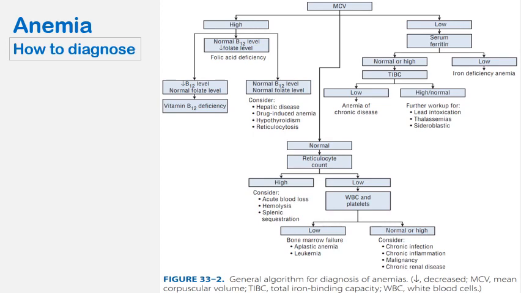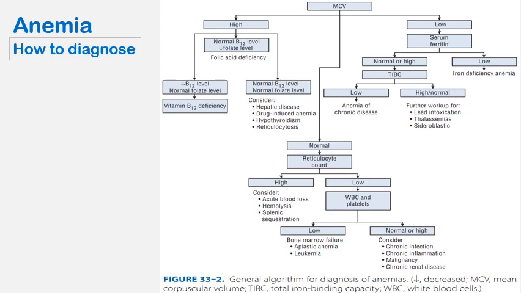If we find it is lower than usual, less than 80 or less than 75, that means there is a microcytic anemia. The most common cause of microcytic anemia is iron deficiency. So we should measure serum ferritin. Serum ferritin reflects the level of stored iron in the body. If it is low, that means there is iron deficiency anemia.